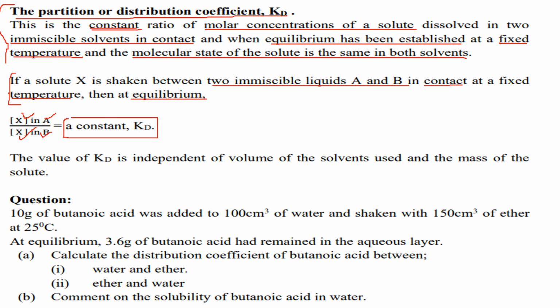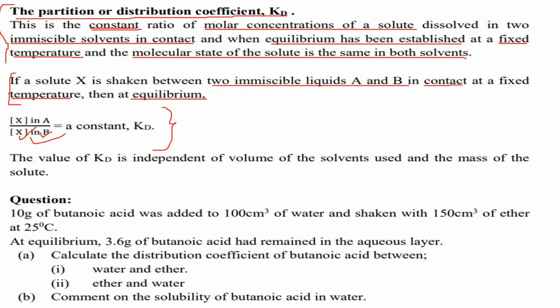So in other words, Kd is equal to the ratio of the molar concentration in A to that of the molar concentration in B. So this is what we are going to be looking at mainly in this video, and all the calculations that we are going to be looking at are surrounded by that formula.